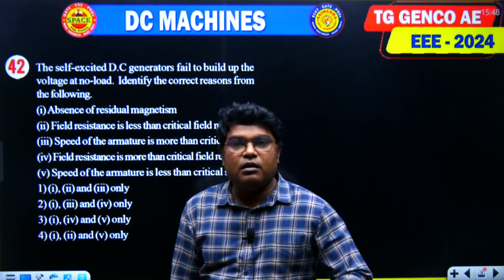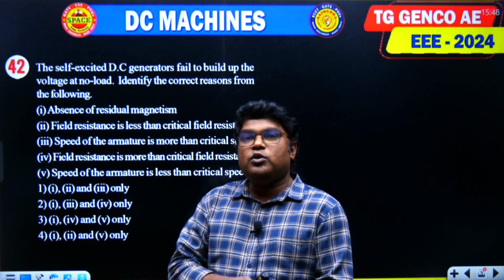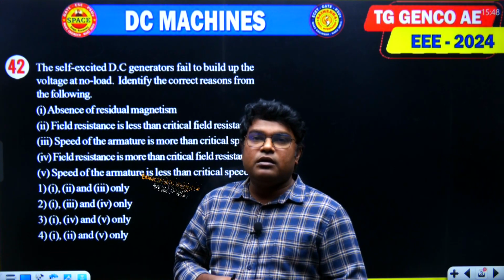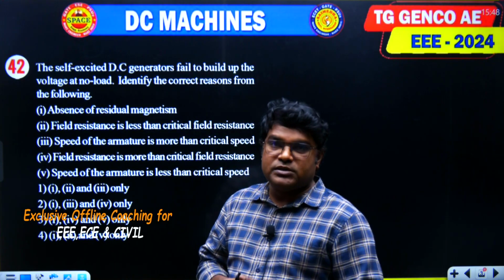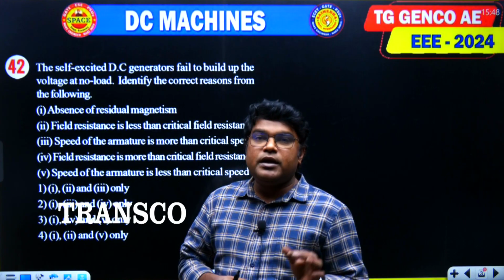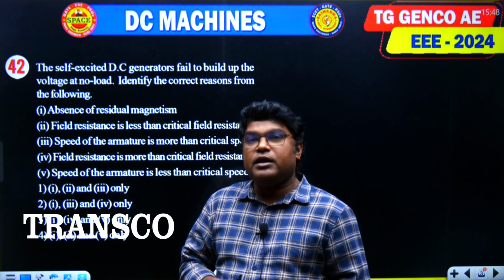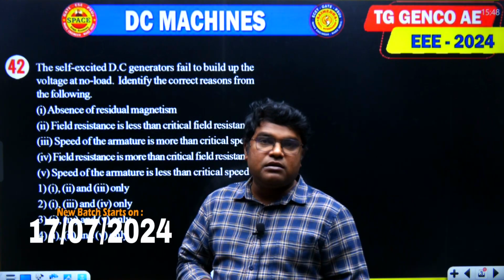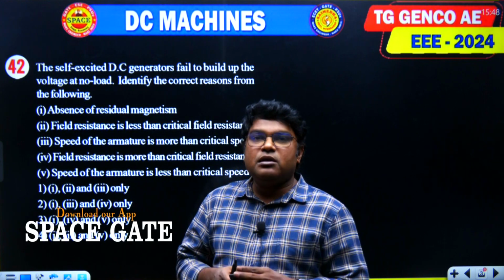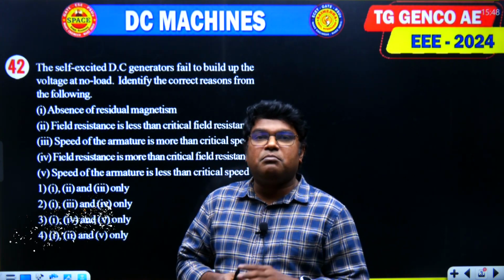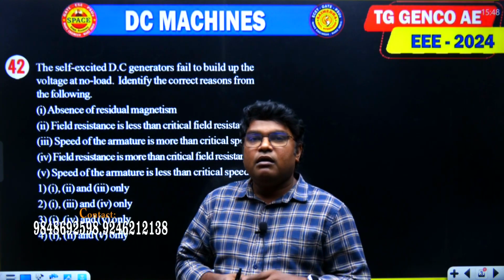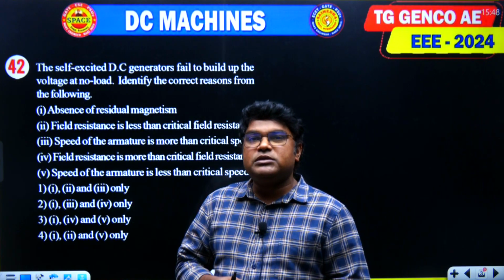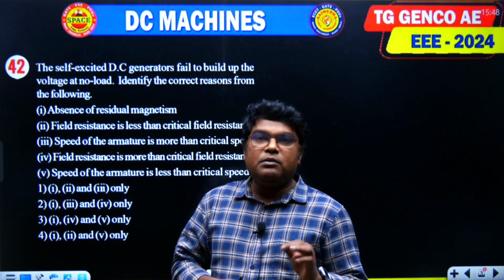We know the conditions that are required to build up voltage in self-excited DC generators. Condition number 1: the field poles have some residual flux, and the field polarities are properly connected to the armature winding terminals in such a way that the initial field flux aids the existing residual flux. Condition number 3: the speed of the generator must be above its critical speed. And condition number 4: the field resistance of the generator must be below the critical field resistance.